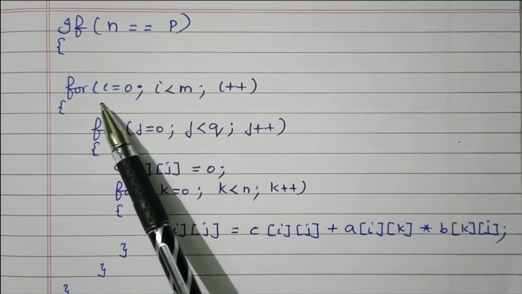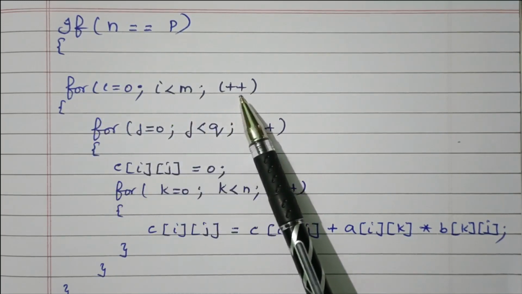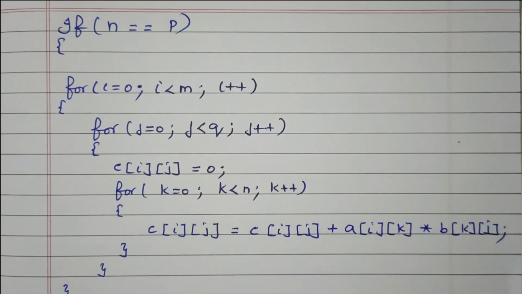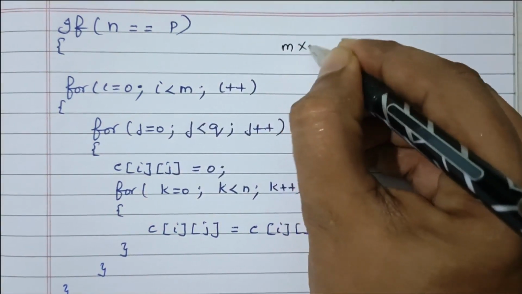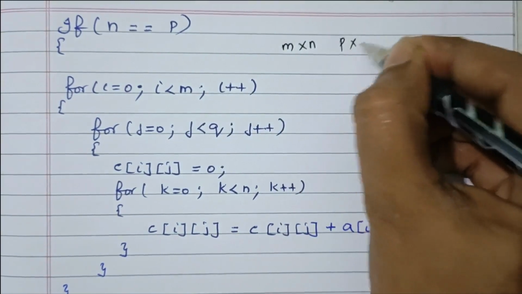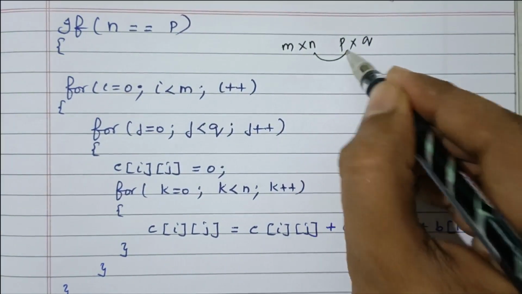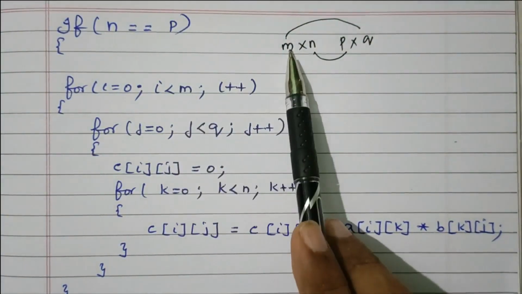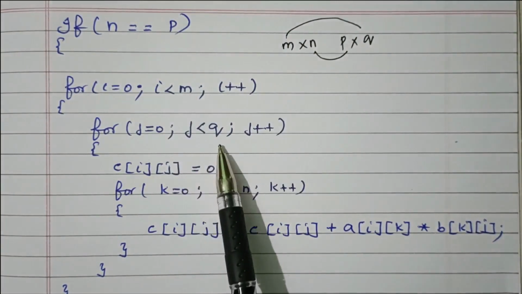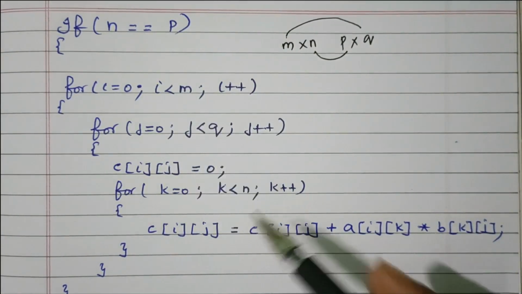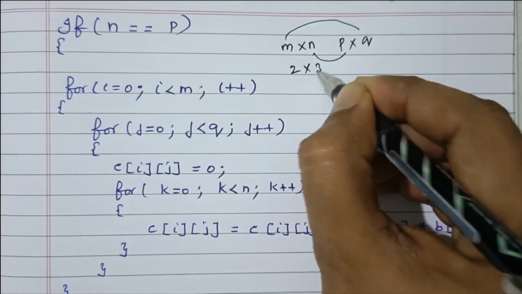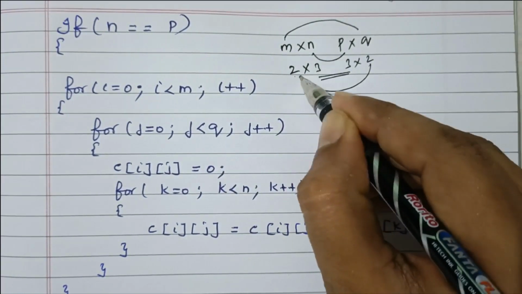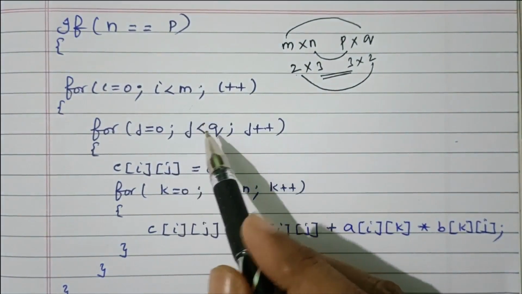So here the loop is open for i equal to 0, i less than m, i plus plus, j equal to 0, j less than q, j plus plus, right? We already discussed that m cross n is the first matrix, p cross q is the second matrix. These two should be equal. This is the resultant matrix, right? So the resultant matrix is m into q. So we are using m, we are using q. Then only we get the resultant matrix. Here what we are using is 2 cross 3, 3 cross 2. This condition is true. The resultant will be 2 cross 2. So we are using 2 cross 2, right?